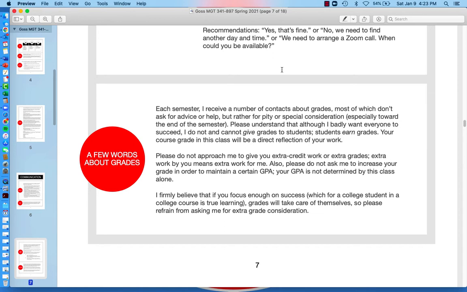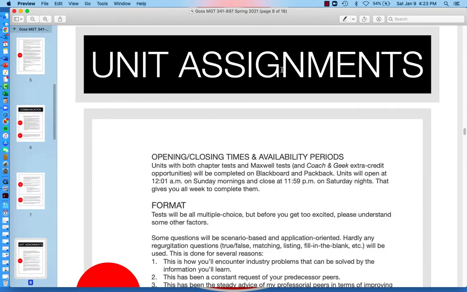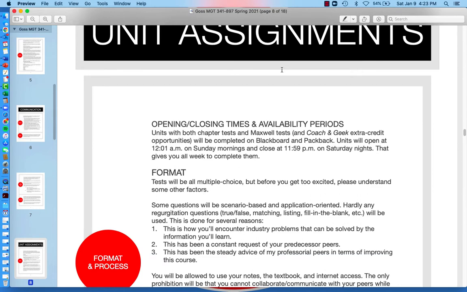You will earn the things that you earn by doing the things that you need to do at whatever level to be successful. So make sure you understand that. I'm not here to give grades. You're here to earn them. Now let's talk a little bit more about the unit assignments that you have.